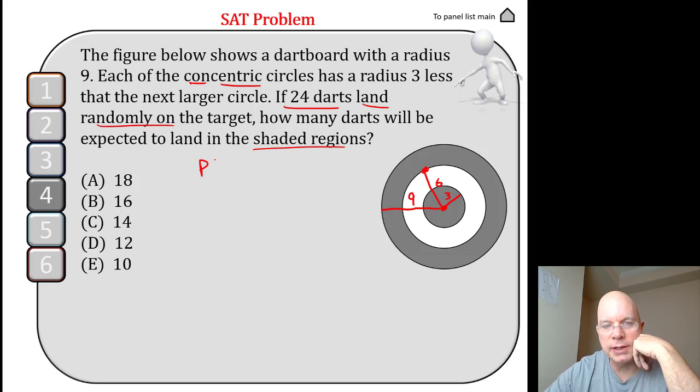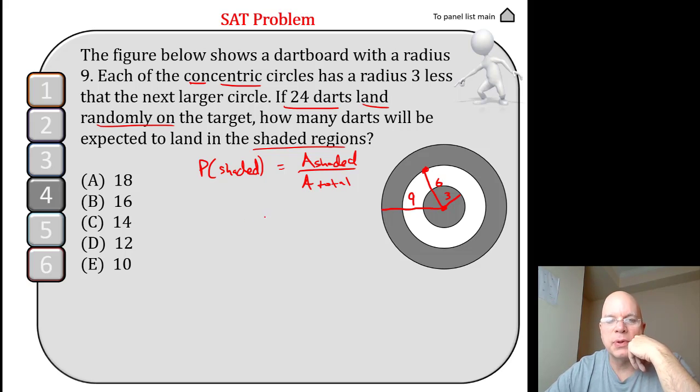So we want probability shaded. That's going to equal area shaded compared to area total. Because for probability it's favorable outcomes to possible outcomes. And the area of the entire target, the entire dartboard, represents all of the possible outcomes, the total possible amount of two-dimensional space where my dart can land.